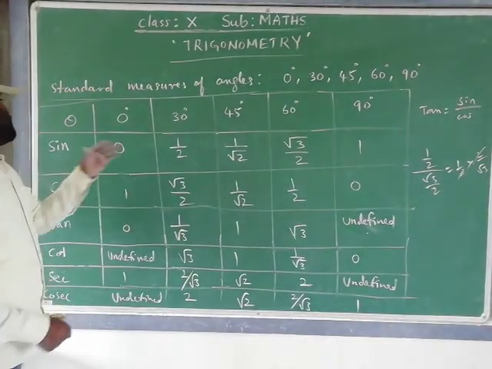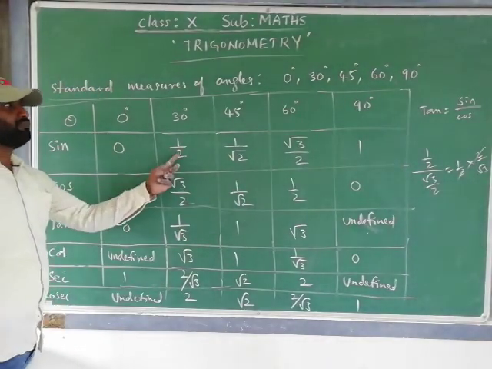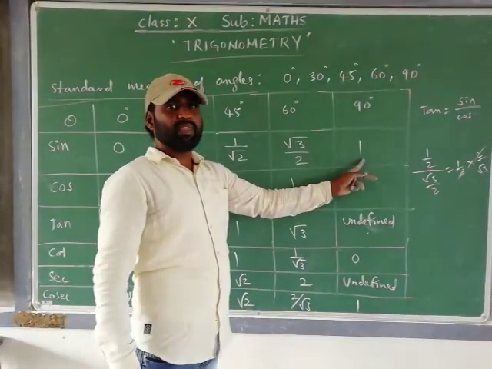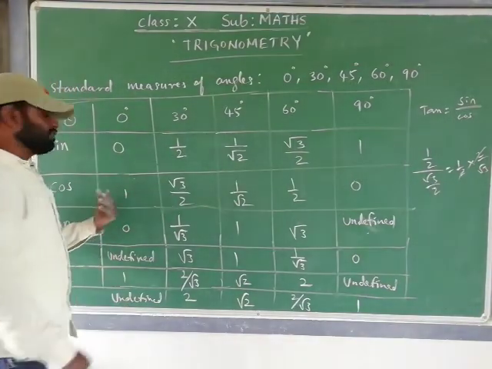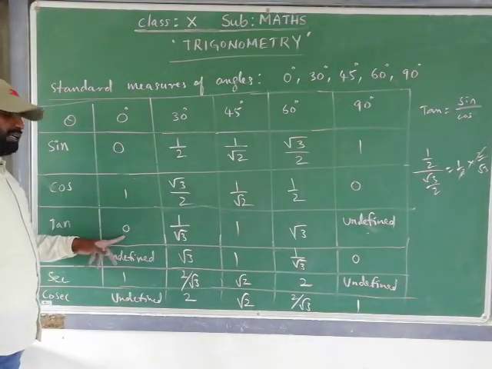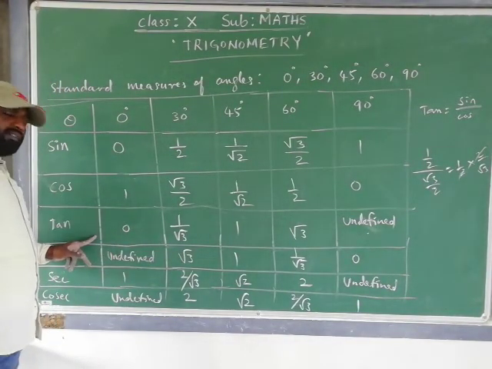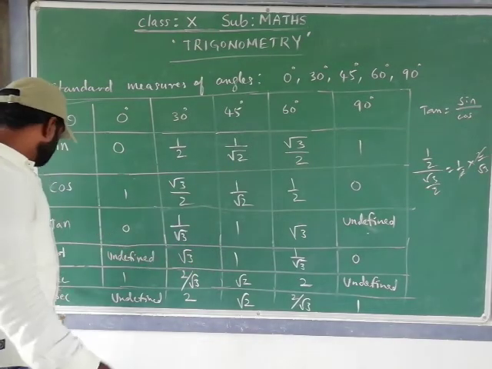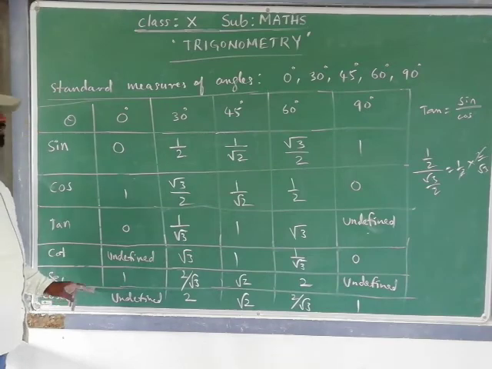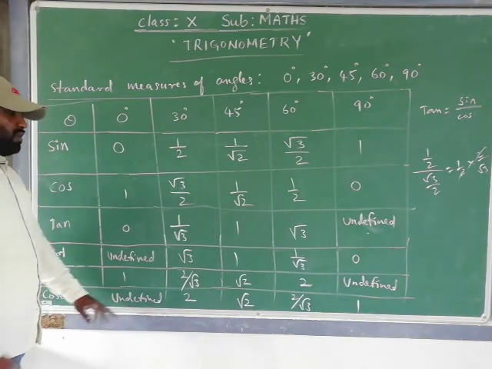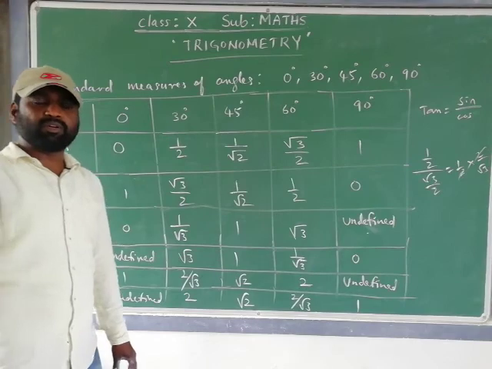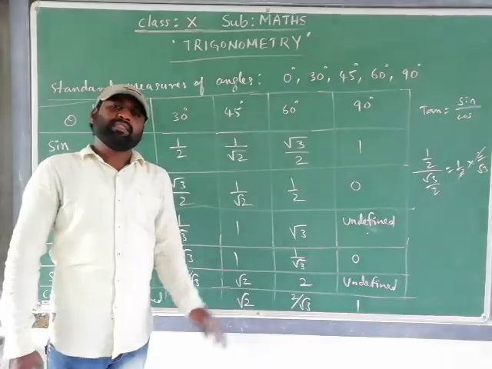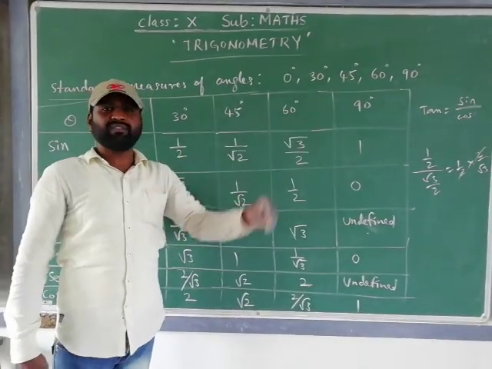Just remember one line: sin 0 is 0, sin 30 is 1 by 2, sin 45 is 1 by root 2, sin 60 is root 3 by 2, sin 90 is 1. Now write it in reverse order, it will become cos. Sin by cos will be tan. Tan reciprocal is cot. 1 by cos will be sec, 1 by sin will be cosec. This table is already there in your textbook. Try to go through the table, and you will remember the values for the different angle measures.